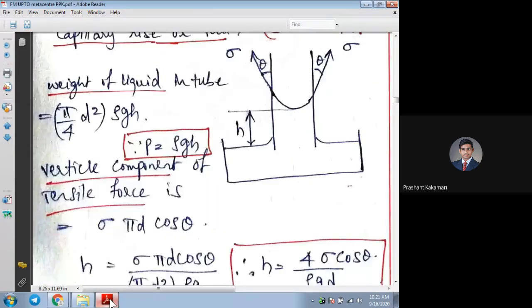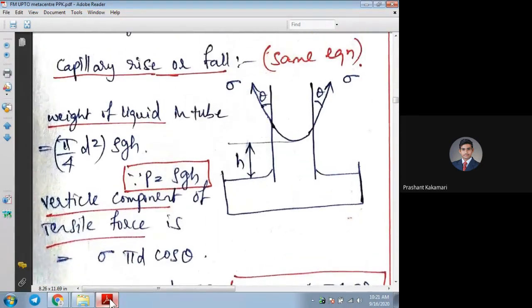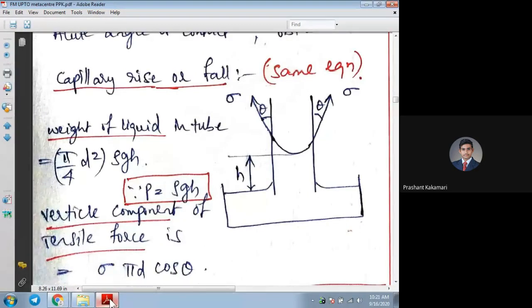So keeping that in mind, we are going to check how to find out this surface tension force, or I can also find out the height or the rise of the capillary or the fall of the capillary H. So we are going to take the total weight of the liquid volume in the pipe, and we are going to consider this sigma force or the surface tension with respect to the surface area of that meniscus. Also we are going to consider at what angle the surface tension is acting. These points are very important for deriving the equation for the capillary rise or fall.